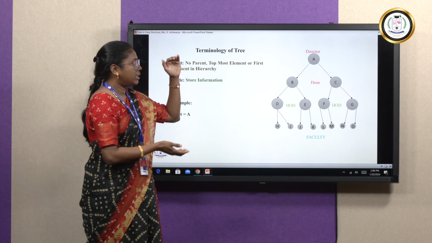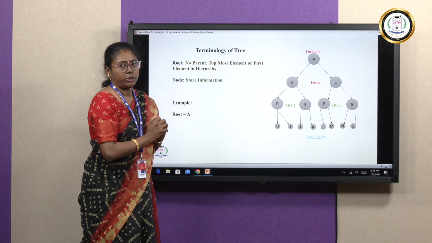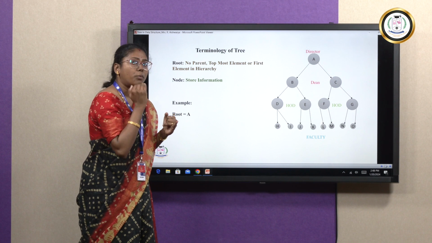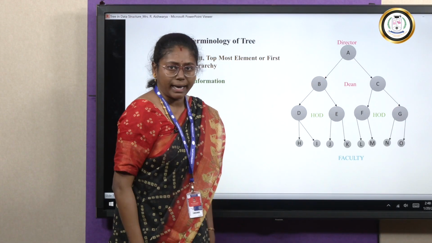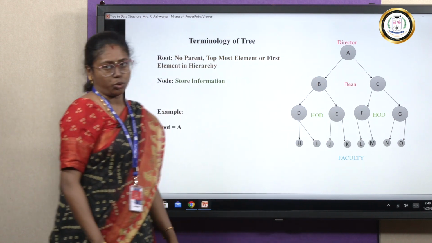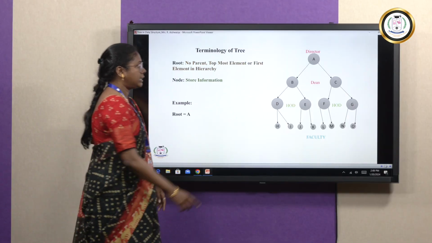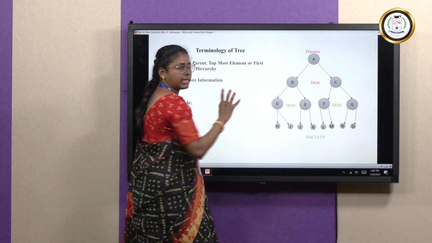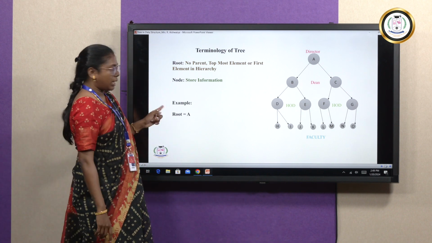In the example, they give one tree and ask what the root node is. The first point you should know is the topmost element, and then you have to check whether that topmost element has any parent node or not. This A does not contain any parent node, so we can understand that in this particular example A is the root node. That is the first important terminology in the tree. The second one is node. As I said, everything here is a node, and everything has some information. The first one is root, the second one is node. I have given an example here.